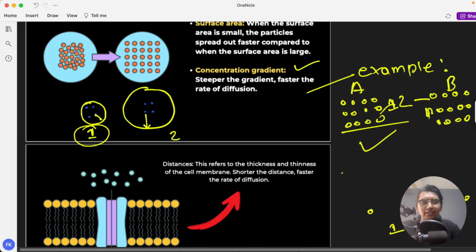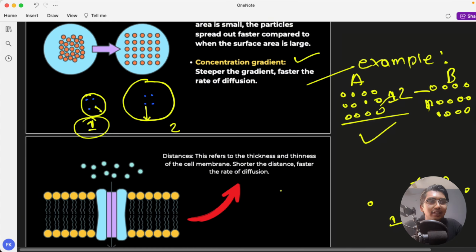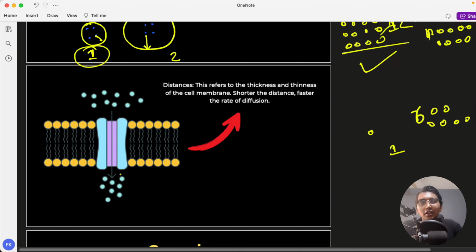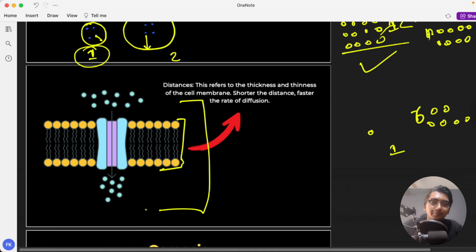And also distance. Okay, this refers to the thickness or thinness of the cell membrane. The shorter the distance, the faster the rate of diffusion. For example, as you can see, this is a cell membrane. The distance is very short, right? So higher rate of diffusion. But if it gets larger, the rate of diffusion will be slower.